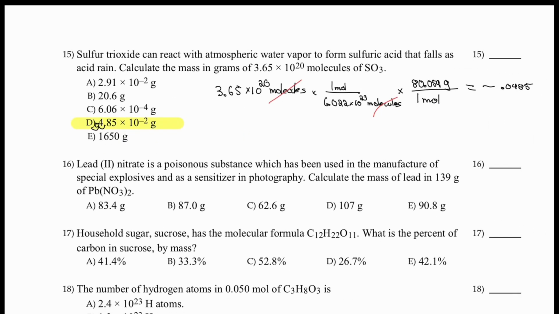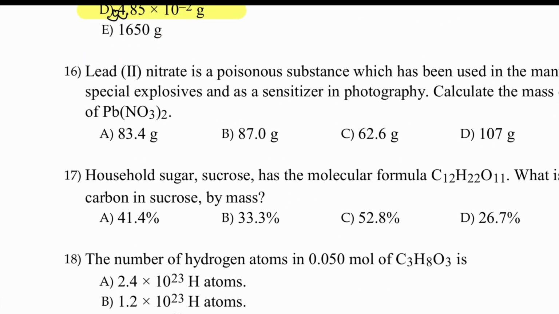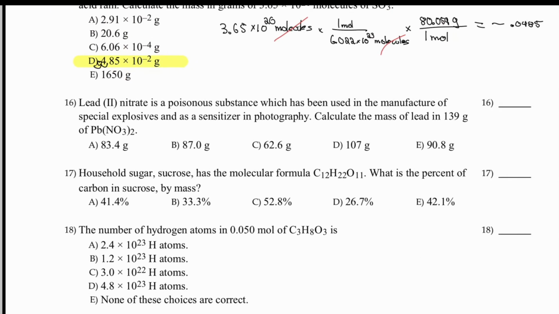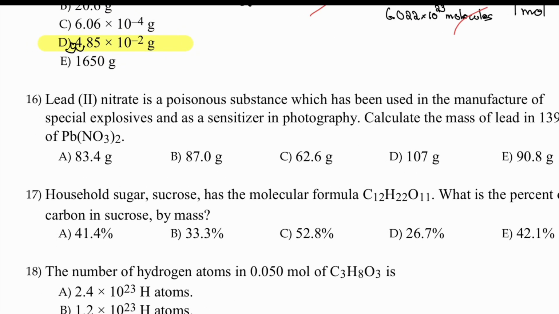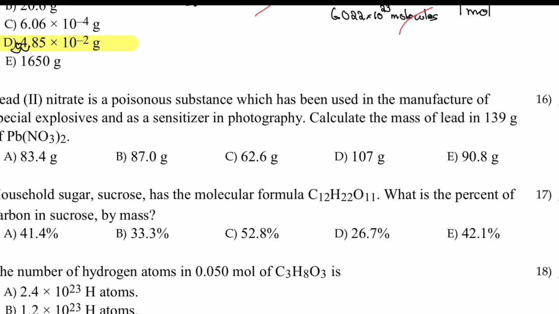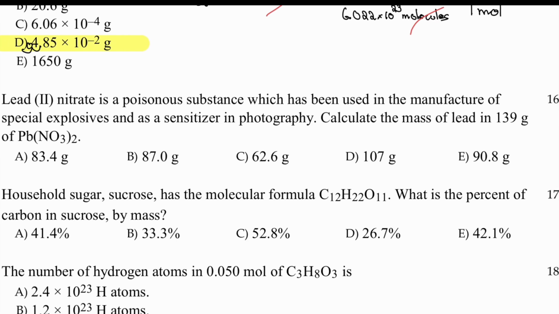Three more, guys. Lead(II) nitrate is a poisonous substance which has been used in the manufacture of special explosives and as a sensitizer in photography. Calculate the mass of lead in 139 grams of Pb(NO3)2. So, how do I want to do this? They want to calculate the mass of lead in this specific 139.